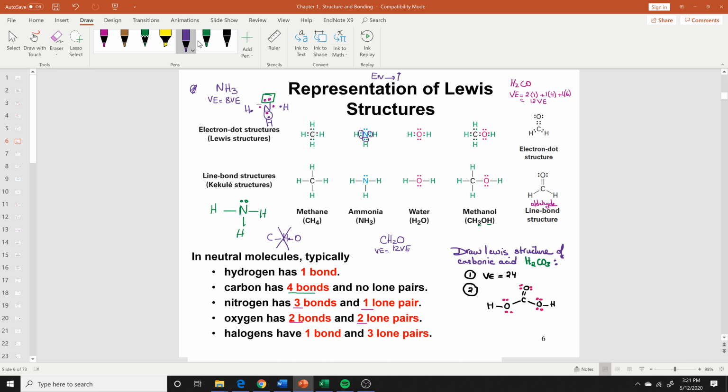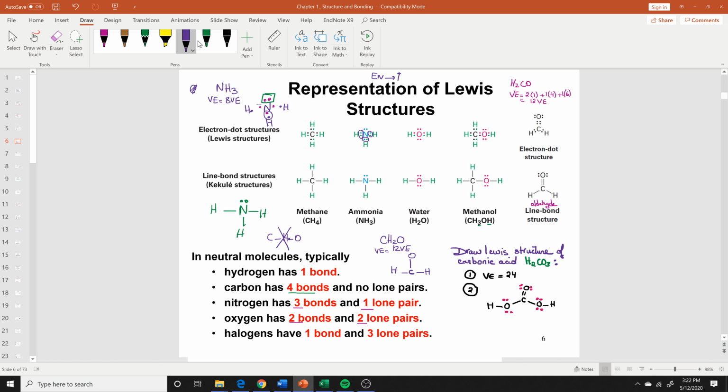You start by putting the low electronegative element in the center. This carbon is connected to 2 hydrogens, so just draw lines to the hydrogens. So far how much have I used? I used 4 electrons, 1, 2, 3, 4 out of 12. I still have 8 more. And then I'm having an oxygen in here. This is my oxygen.